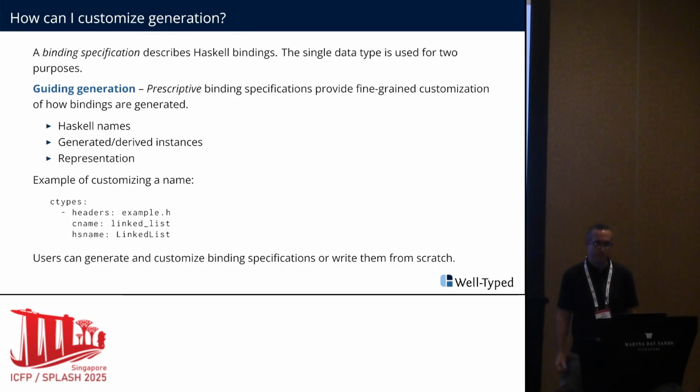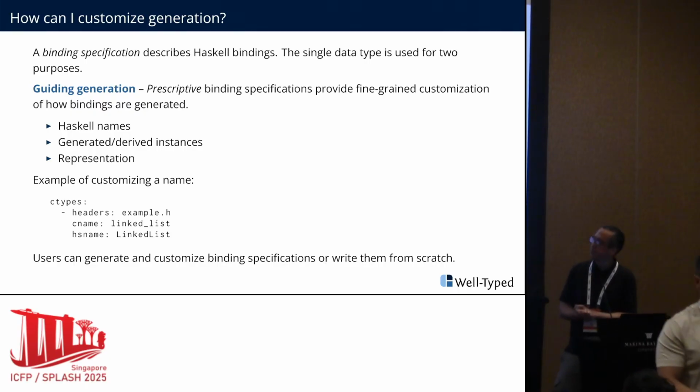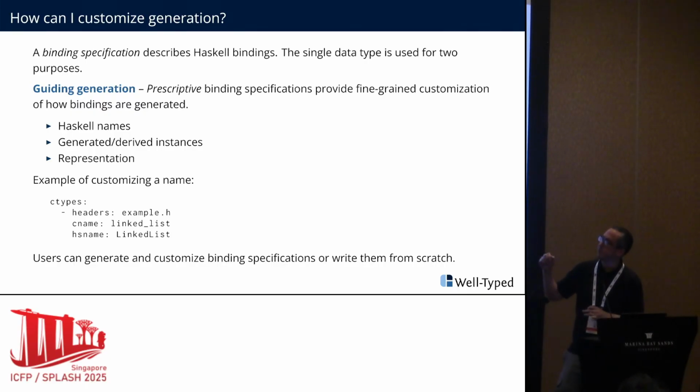So for example, sometimes you want to have a type that's opaque. So these binding specifications are exposed to users as either JSON or YAML files. And this is an example of customizing a name using a YAML file. So here we specify that some type named linked list that's exposed by header example H needs to be given the Haskell name linked list in Pascal case instead of with the underscore.